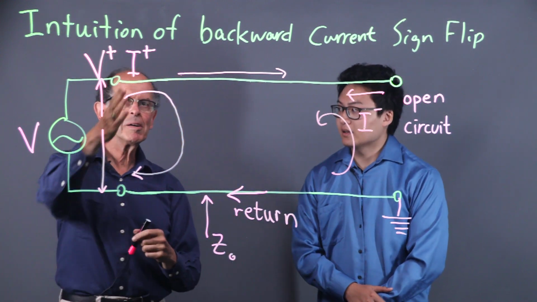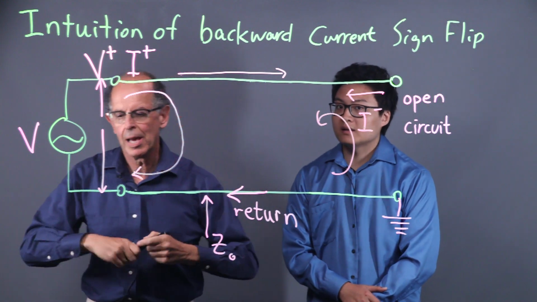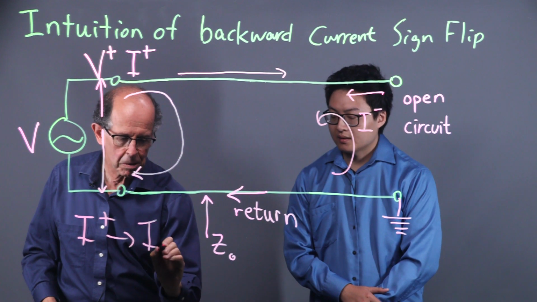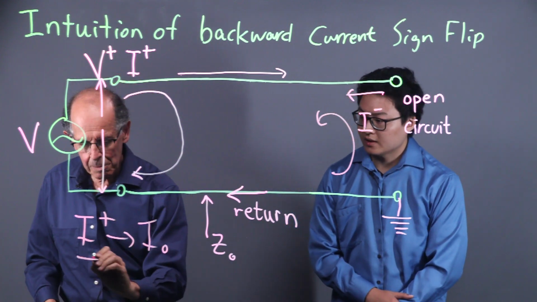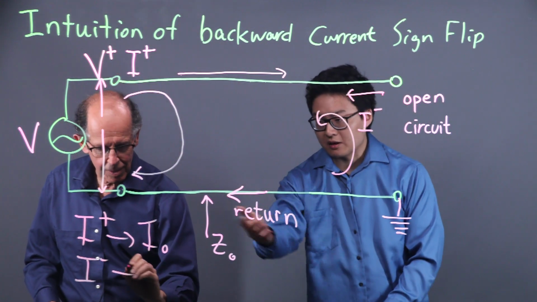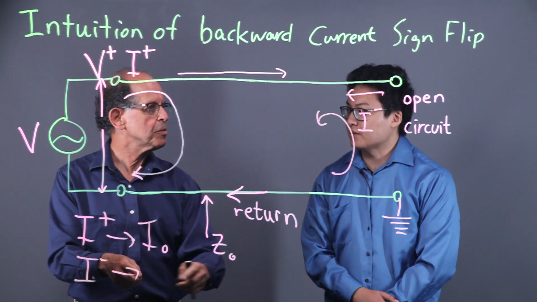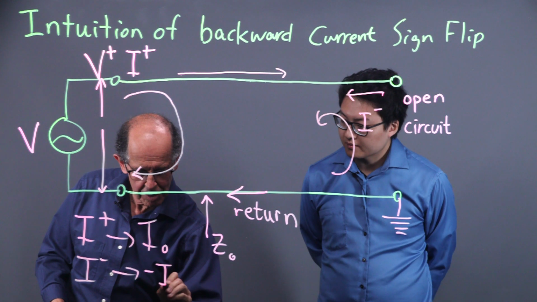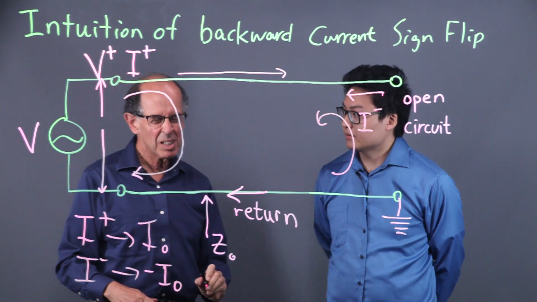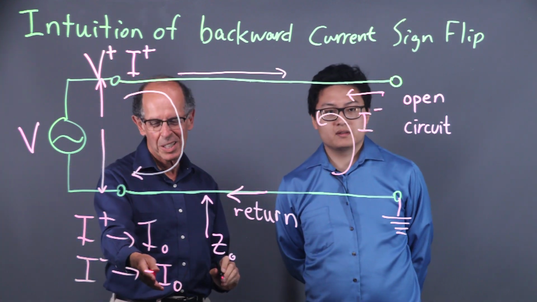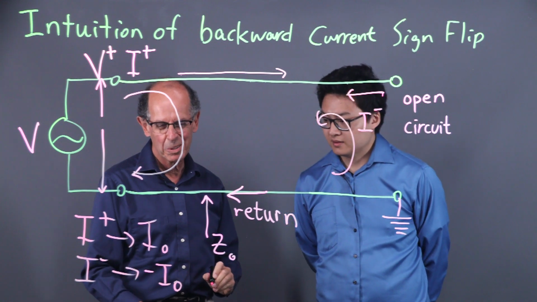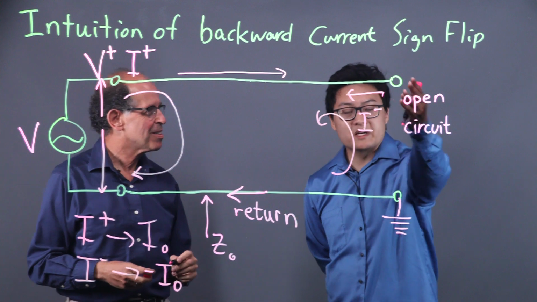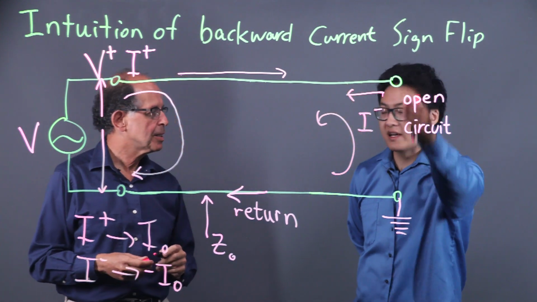So if I call the current I plus has an amplitude I0, then I minus has to cancel out the I0, so it has negative I0, because no current can flow. So minus I0. Well, wait a minute. Where does that come from? Why are we getting this? How does this happen? Because there's no other sources. So it just happens to be generated at this boundary.